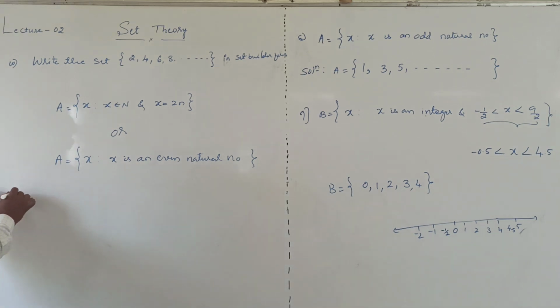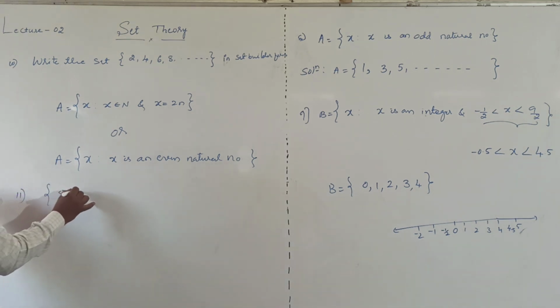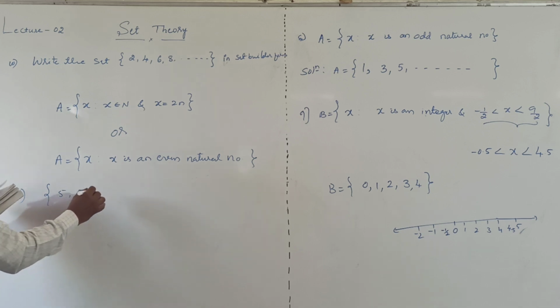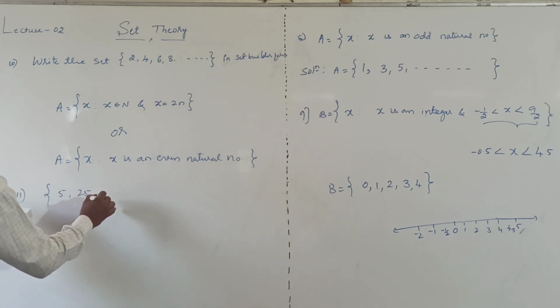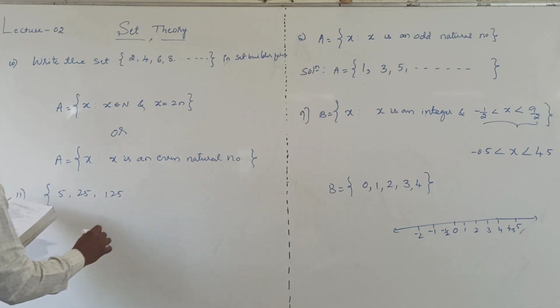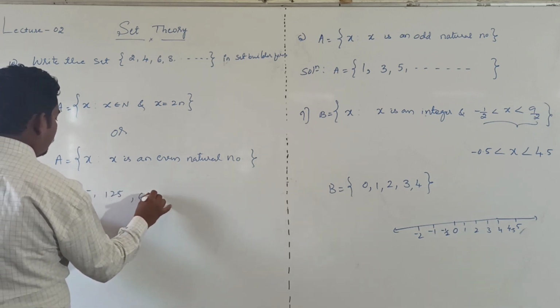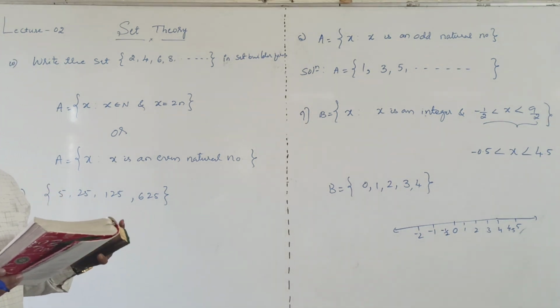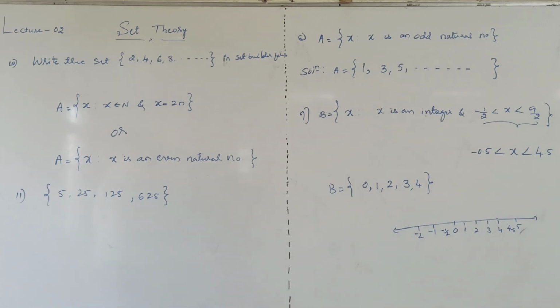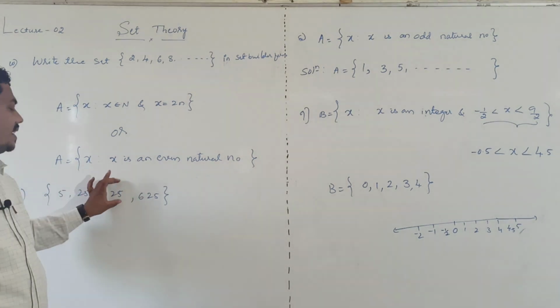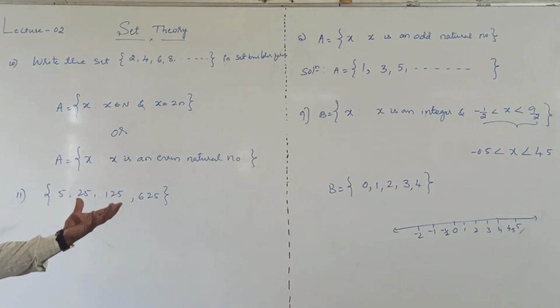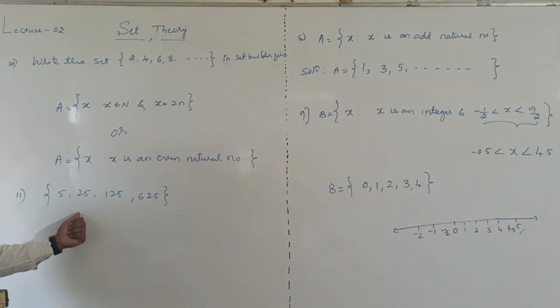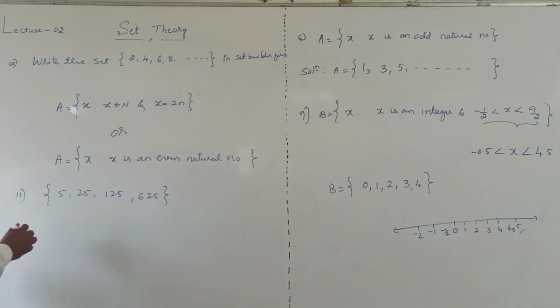Next, write the set 5, 25, 125, 625 in roster form, in set builder form. Just observe these elements. Clearly it is 5, 25, 125, 625. Observe the elements of the set and write it in set builder form.